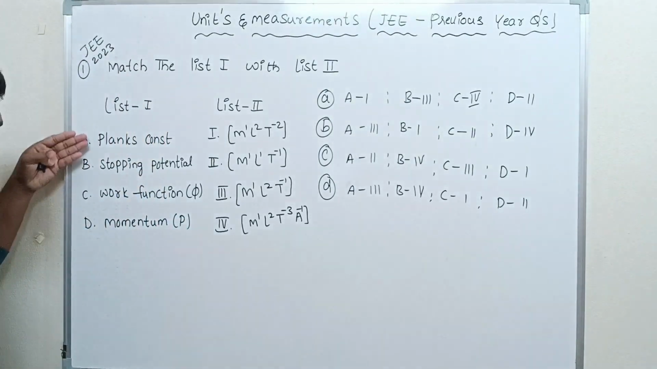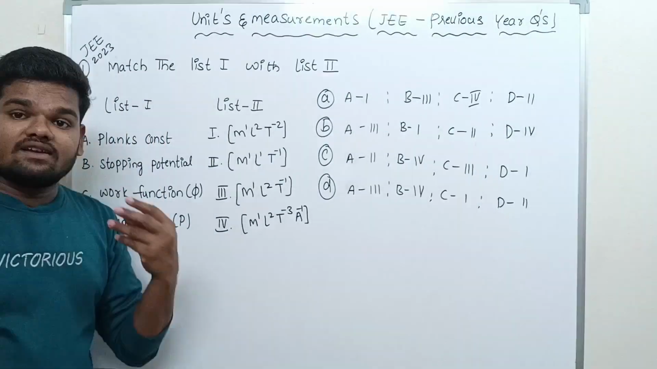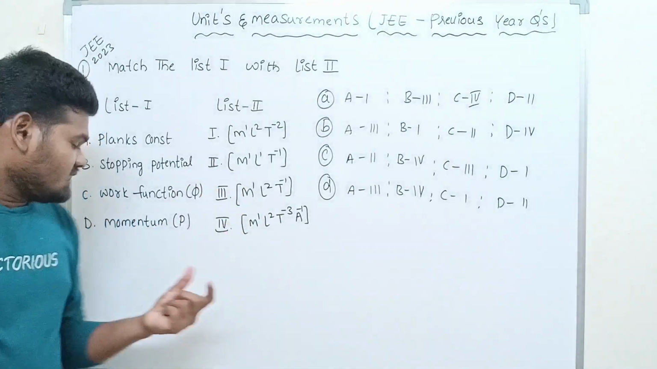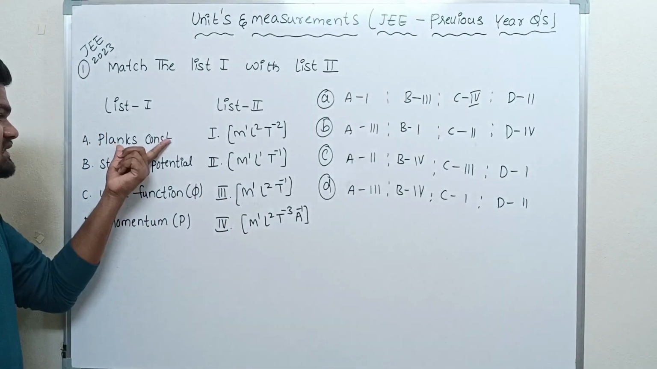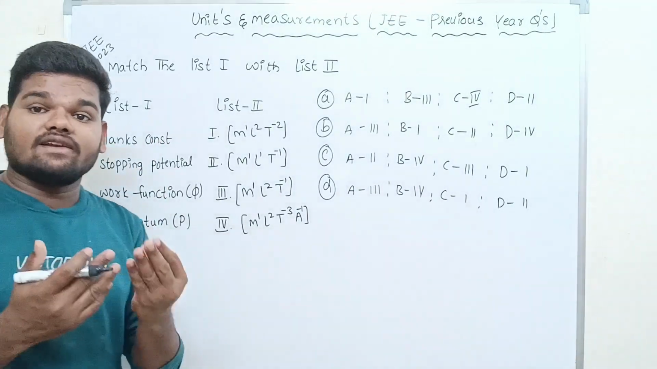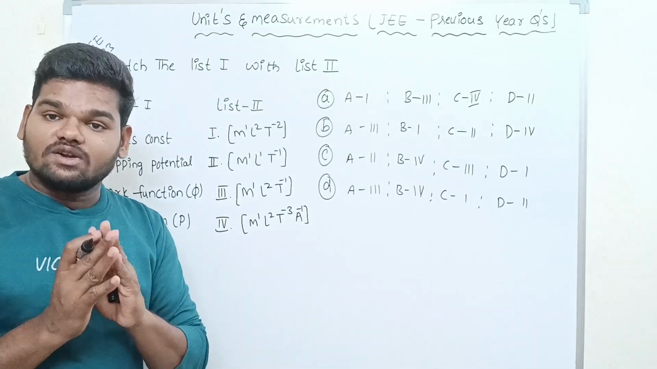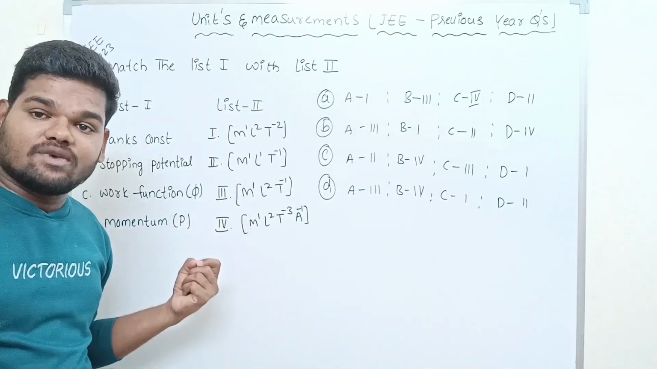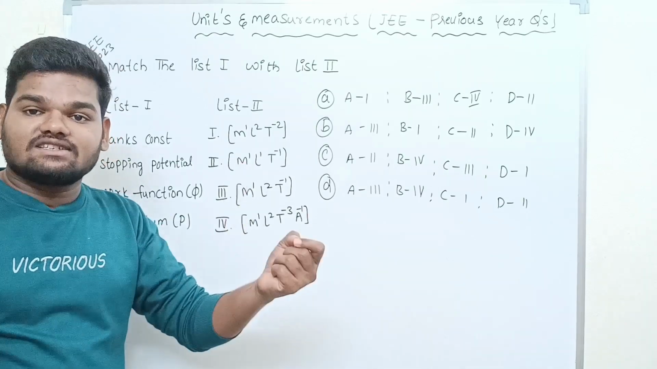In the given 4 physical quantities, if you don't know one or two of them, and you know only about momentum and Planck's constant, or momentum and stopping potential, then you will get a fear: I don't know two things. Don't get tension. Whatever physical quantities' dimensional formulas you know, just solve them.